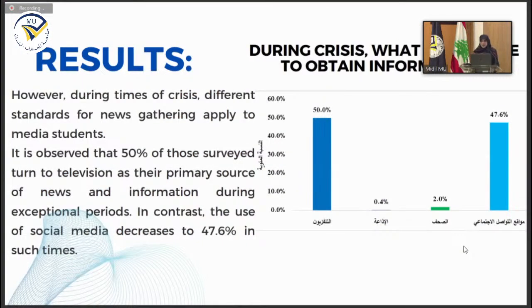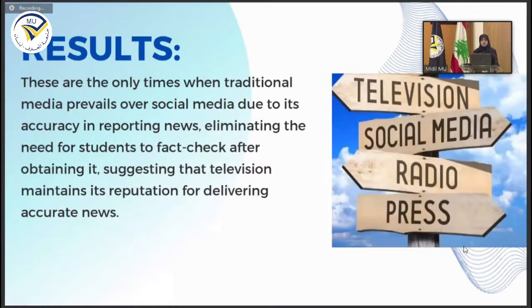Now, we shall move to during a crisis, not in social, economic or even political stability. During a crisis, what do you use to obtain information? The students answered that 50% of those surveyed turn to television as their primary source of news and information during exceptional periods. In contrast, the use of social media decreases to 47.6% in such times.